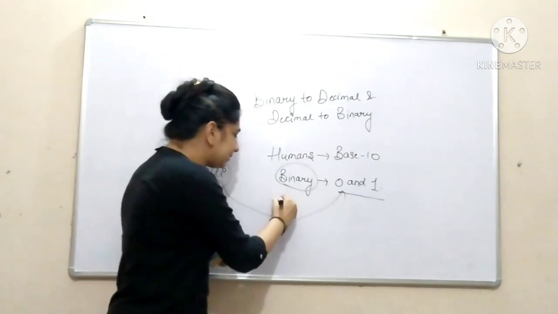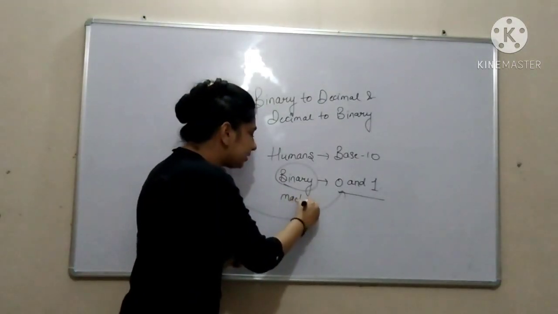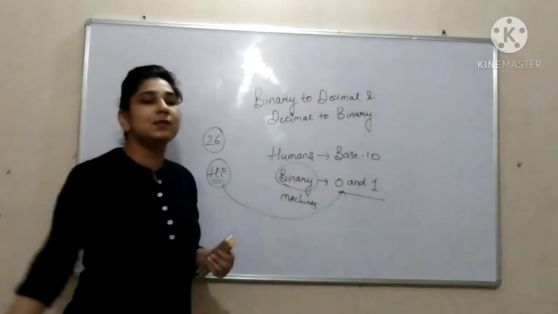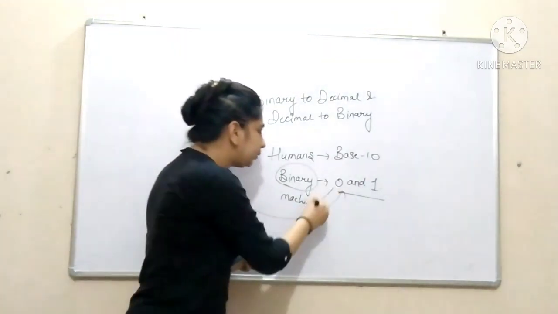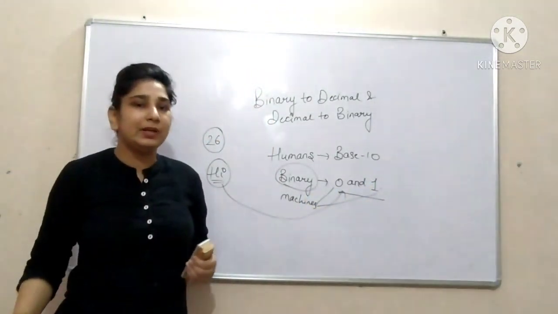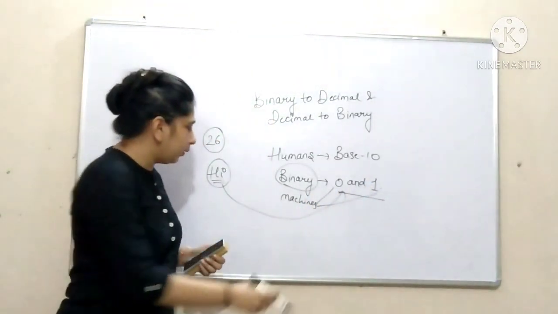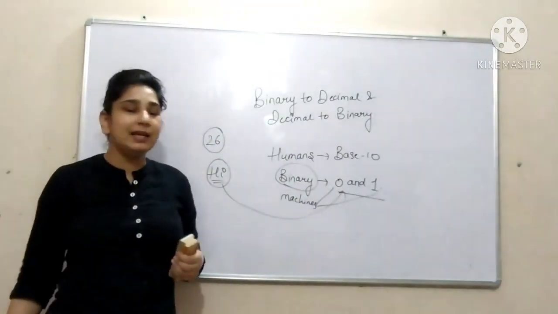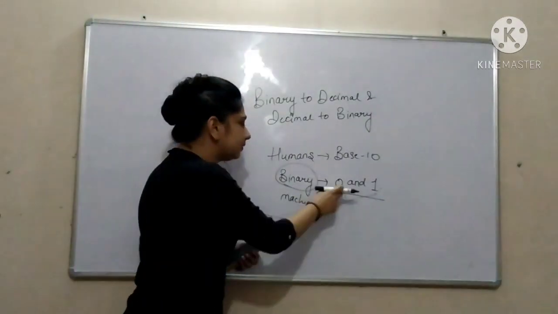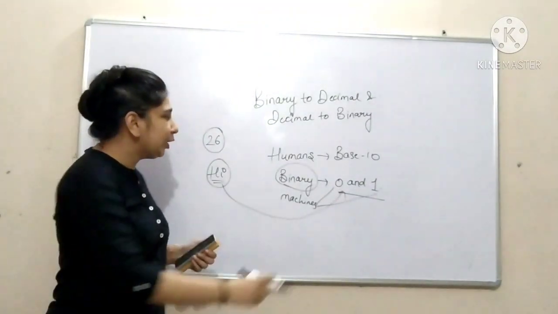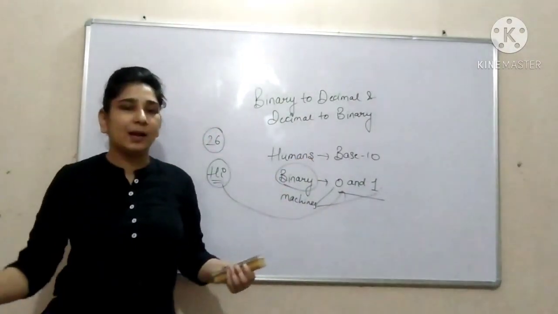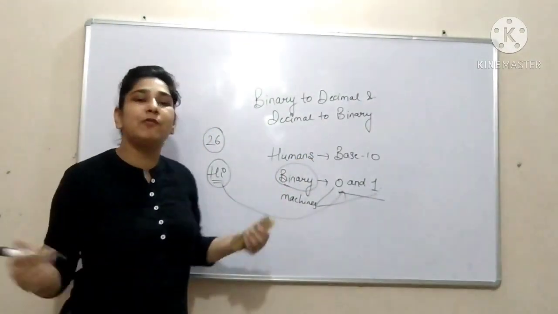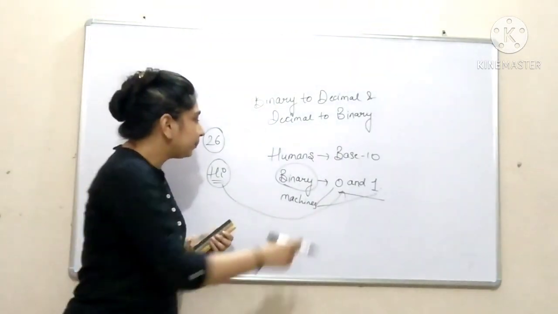But machines understand the binary number system, because we have only two values, zeros and ones. It is difficult for us to remember. Machines understand binary numbers, zeros and ones, but humans understand the English language, the Hindi language, a kind of high level language.